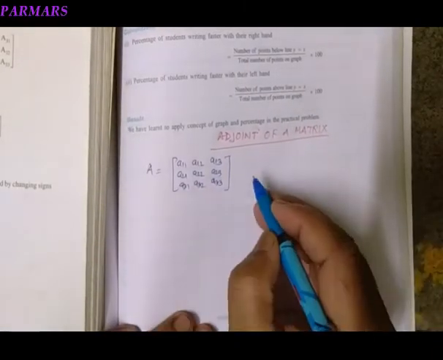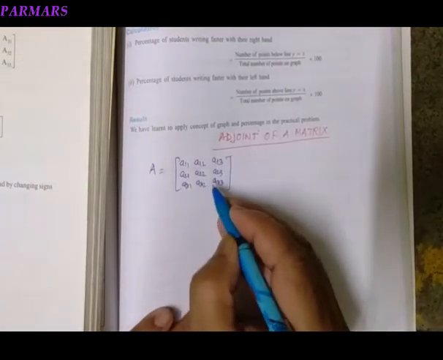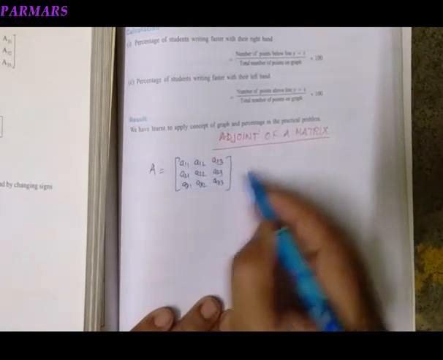So now what is the adjoint? The adjoint is defined as the transpose of the cofactors of the corresponding elements.